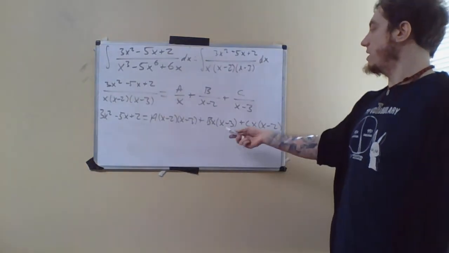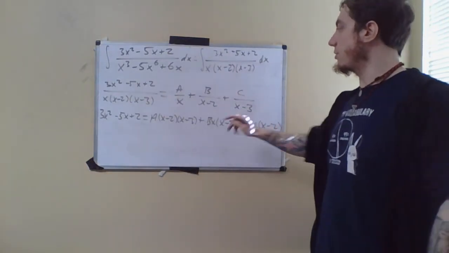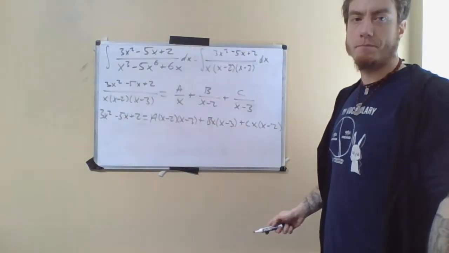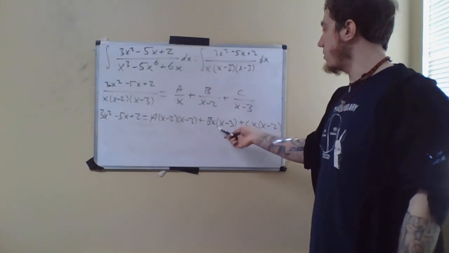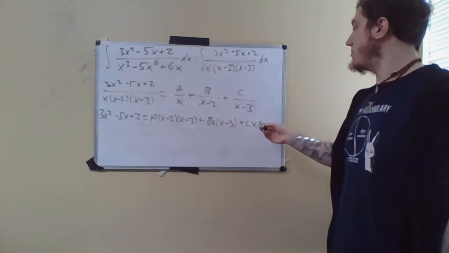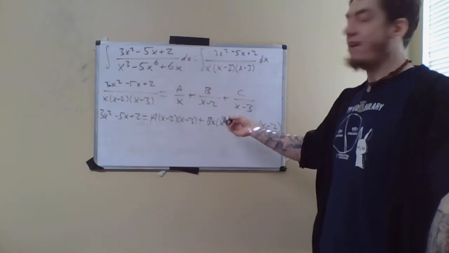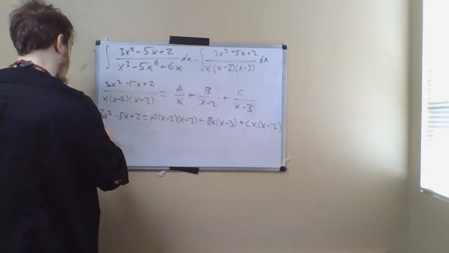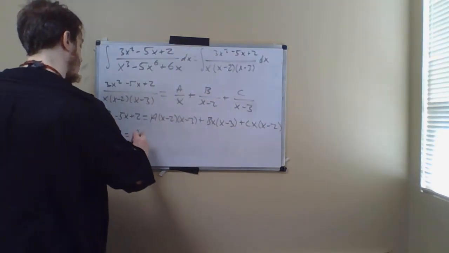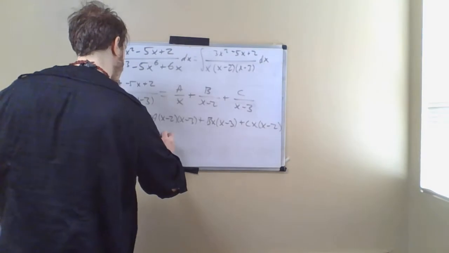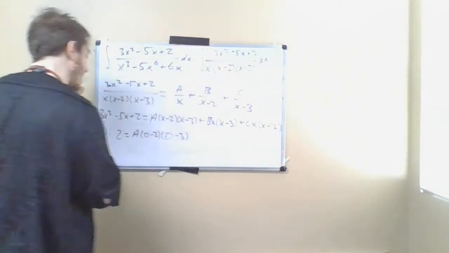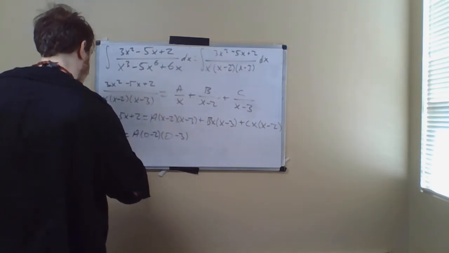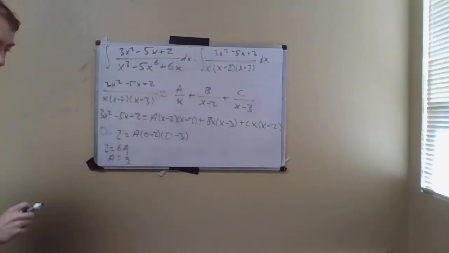So what could I plug in that would get rid of the b and the c terms and just leave me with a? Take a moment to think about that. Well, the answer is I could plug in 0, because the b term and the c term both have x as a factor. The a term does not. So if I plug in 0, I would get 2 is equal to a times 0 minus 2 times 0 minus 3, and that would give me 2 equals 6a, or a is equal to 1 over 3.